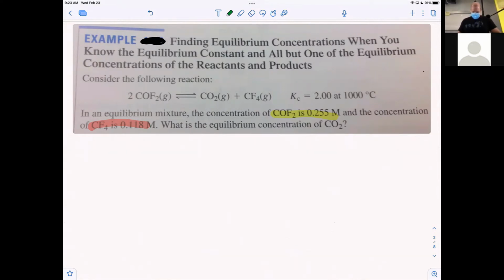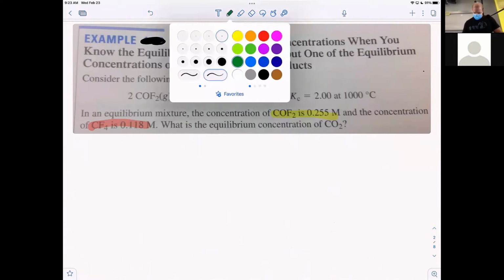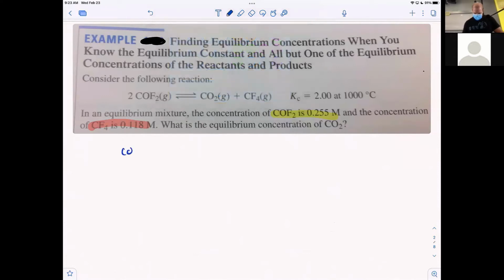This is one where if you write the ICE chart, it's not going to work. Let's say you go ahead and do this. I like blue better. So 2 COF2 in equilibrium with CO2 plus CF4, and you go ICE, and you're given 0.255 and 0.118. You're like, what do I do now? I wrote the ICE chart. Well, this is one where you don't need an ICE chart.